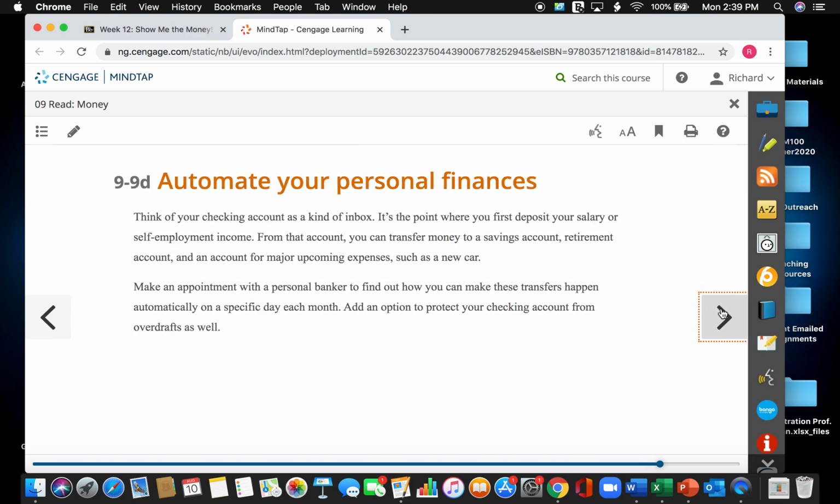Automate your personal finances. Think of your checking account as a kind of inbox. It is the point where you first deposit your salary and your self-employment income. From that account, you can transfer money to a savings account, a retirement account, and an account for major upcoming expenses such as a new car. Make an appointment with a personal banker to find out how you can make these transfers happen automatically on a specific day each month. Add an option to protect your checking account from overdrafts as well.